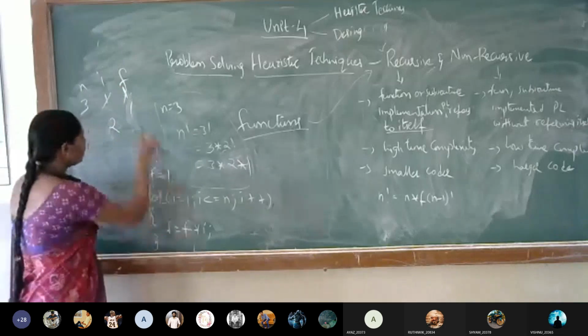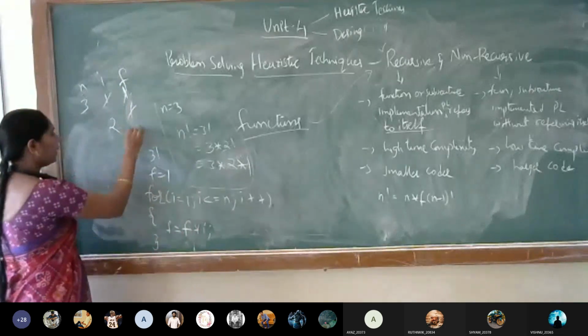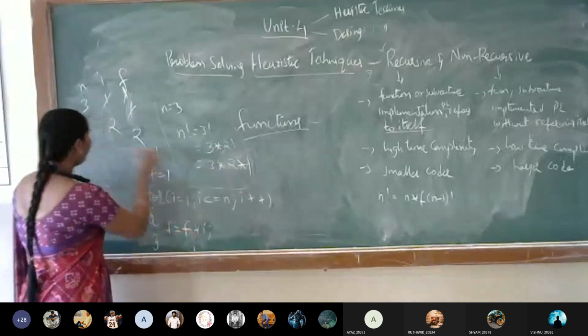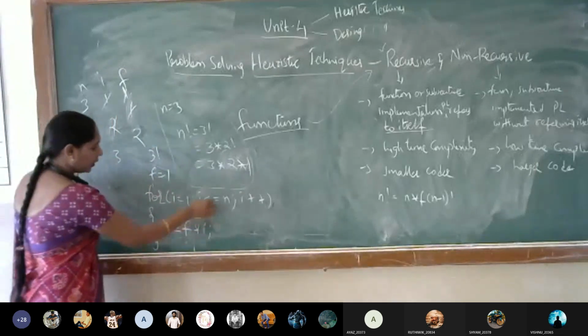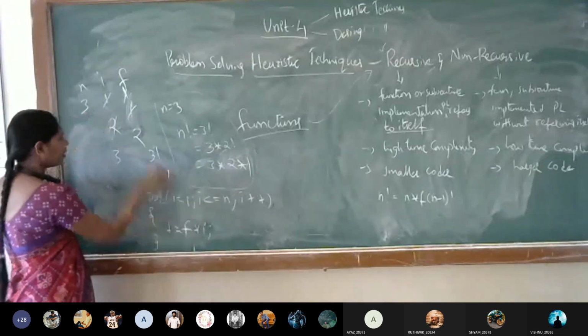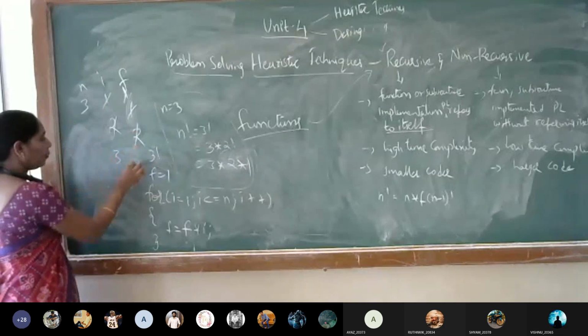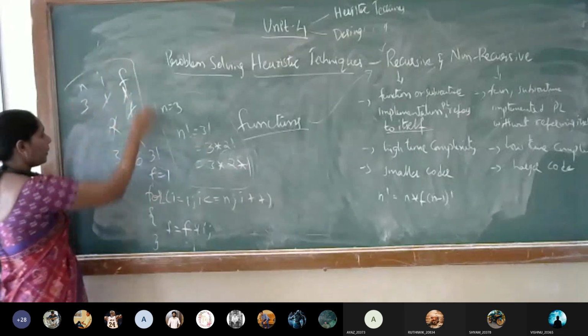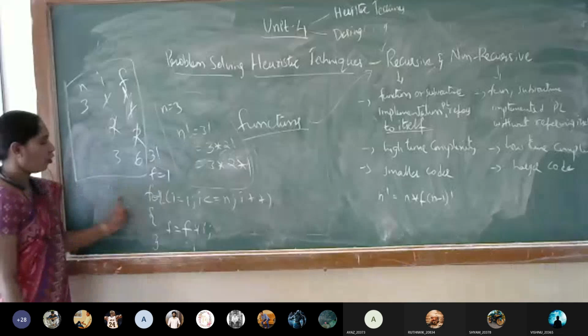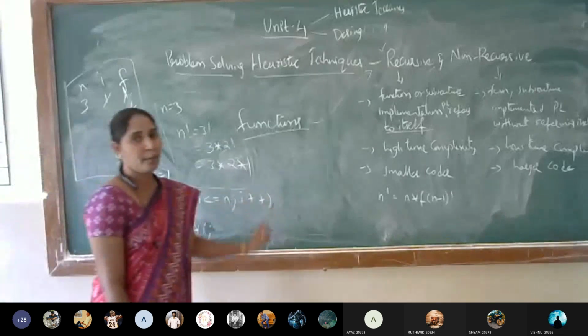Then f is equal to what? 1. 1 into 2 will give 2. Then the I value will be incremented to 3. Then 3 is less than or equal to 3, yes, f is equal to what? 2. So 2 into 3 will be what? 6. This is the basic logic that you are going to follow here for the non-recursive mechanism.